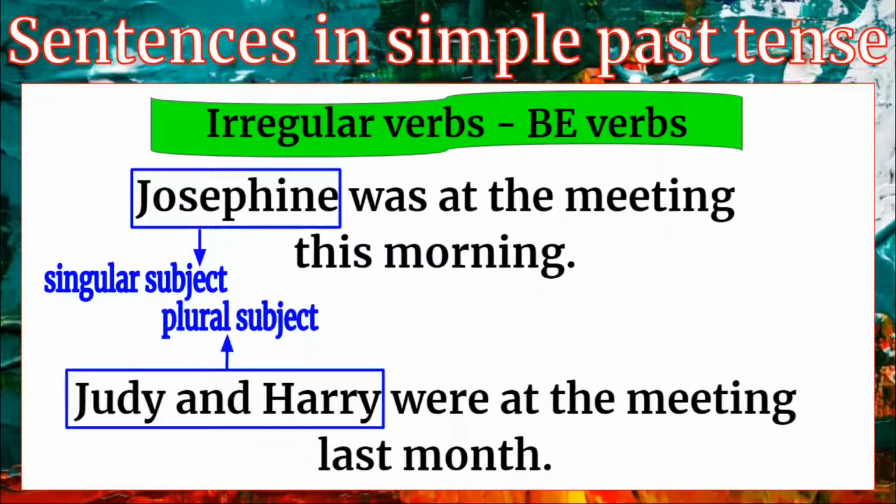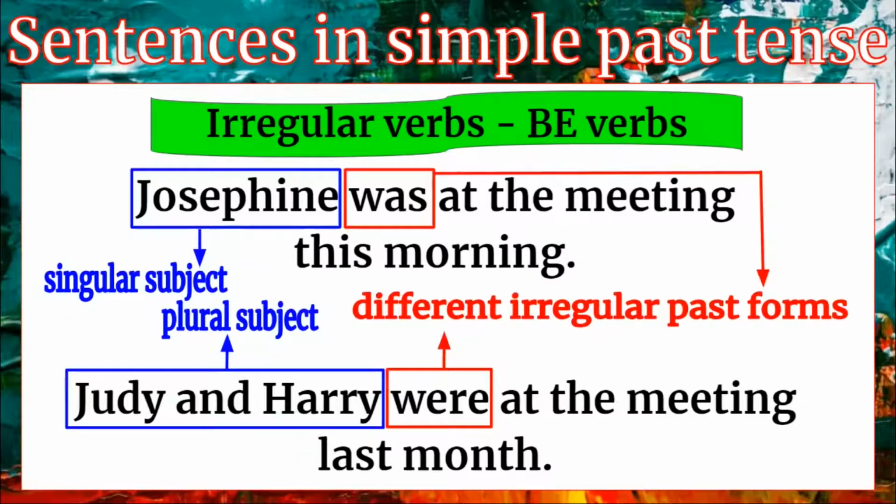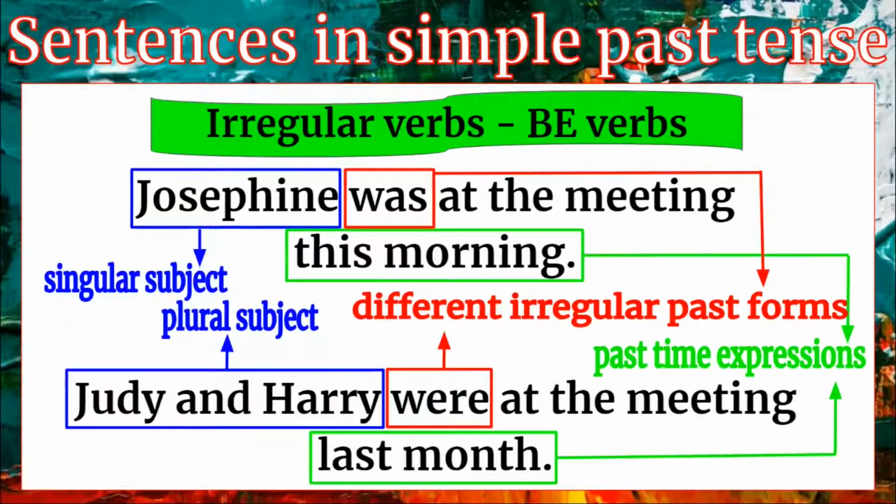Josephine is singular. Judy and Harry is plural. So we have to use different irregular past forms of the be verbs. In the first sentence, we use was because the subject is singular. In the second sentence, we use were because the subject is plural. Our past time expressions in the following sentences are this morning and last month.